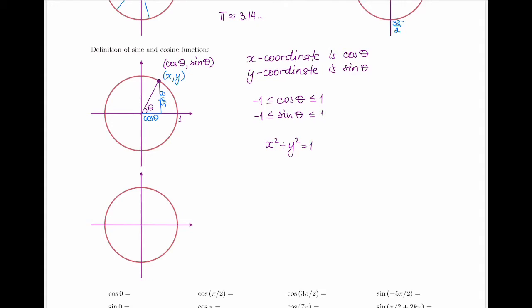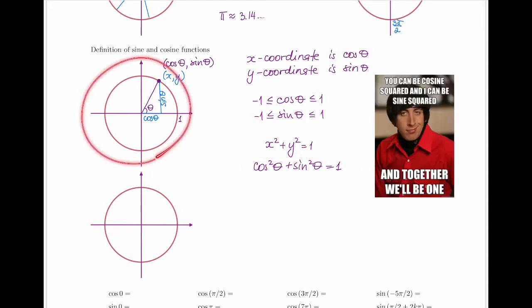Now we know that the x-coordinate is cosine, so I can replace it with cosine. And we know that the y-coordinate is the sine, so I can replace it with sine. So altogether, I get cosine squared plus sine squared equals 1, or what is also known as the basic trigonometric identity, that is simply given to us by the equation of a circle on which this point moves.